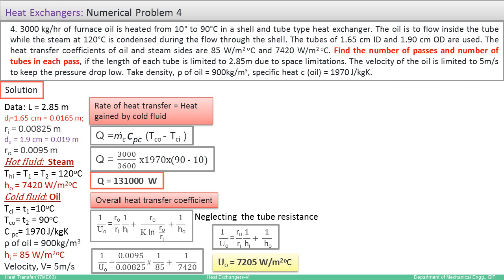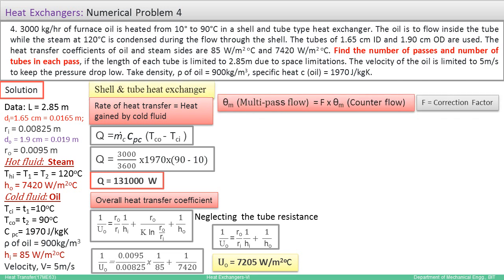Remember, this overall coefficient indicates the rate of heat transfer in case of a heat exchanger along with the mean temperature difference, the logarithmic mean temperature difference. Now we have that for shell and tube heat exchanger, that is a multi-pass flow heat exchanger. The LMTD is to be found out for counterflow first and multiplied by a correction factor, which is to be obtained by a graph or a plot for a particular case.